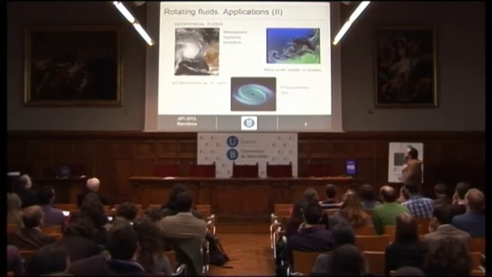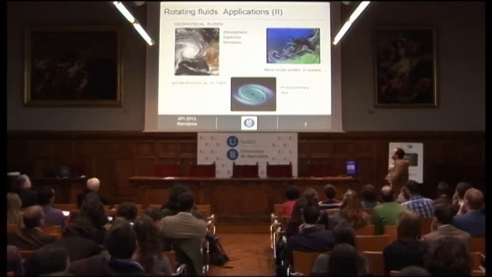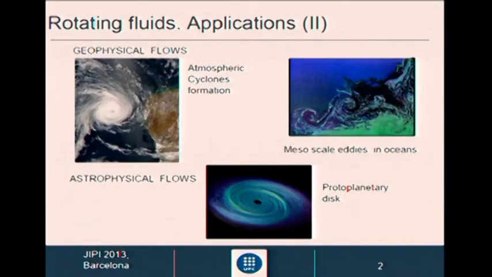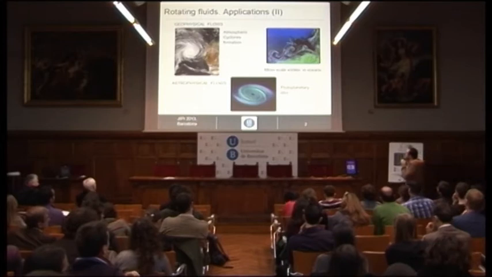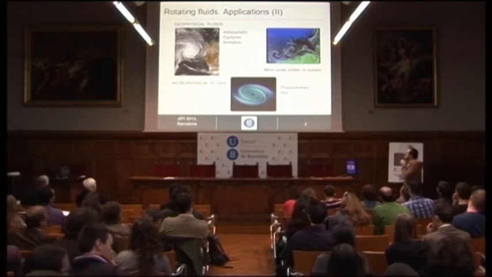However, the problem becomes even more interesting when we add a thermal gradient, because the competition between thermally driven motion and the background rotation leads to flow circulations which are similar to the large-scale flows on the Earth, such as atmospheric cyclone formation or mesoscale eddies in oceans. And more recently, it has been pointed out that convective instabilities could be responsible for turbulence in accretion disks. This is actually the main motivation for my PhD.